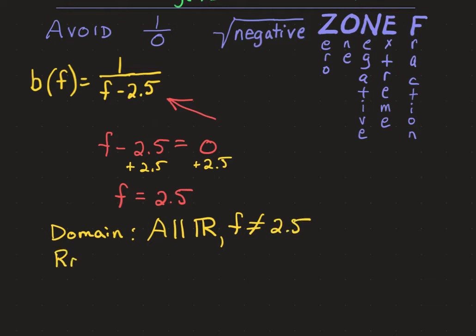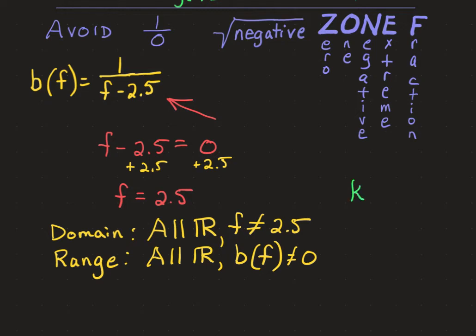So what about the range? Well, if you plugged in an extreme number, you saw that it got very, very close to 0, but it will never reach it. So we now have the range as all real numbers. Function b of x does not equal 0. Please look back in your notes and take a look at k of x. Compare the domain and range of k of x equals 1 over x to the function b of f equals 1 over f minus 2.5.